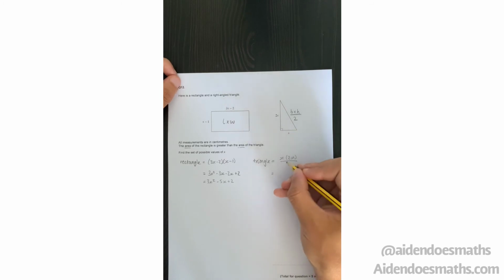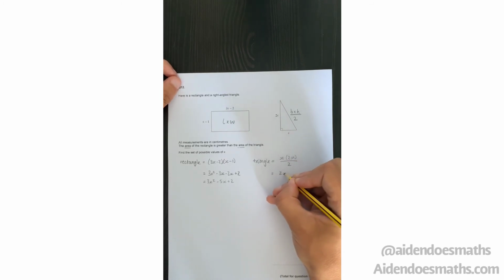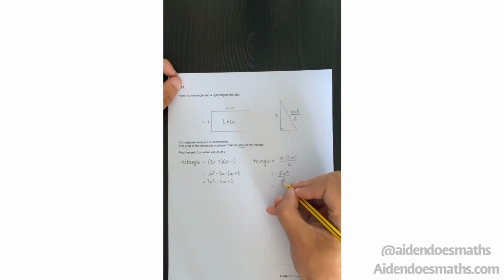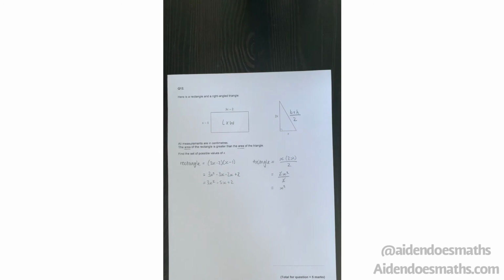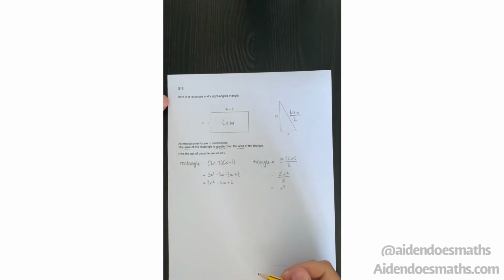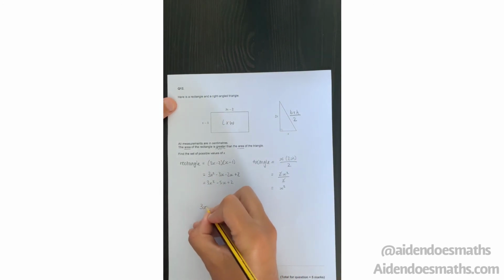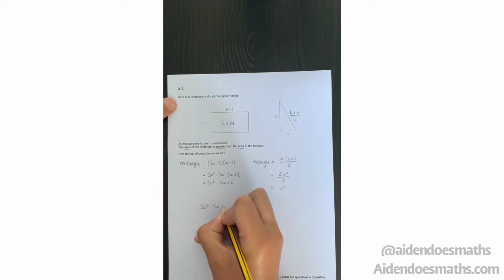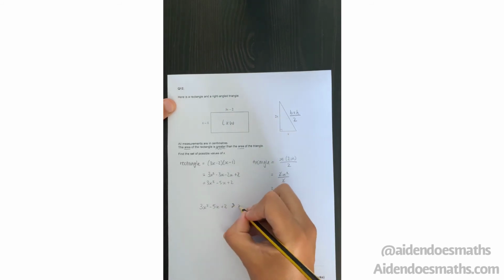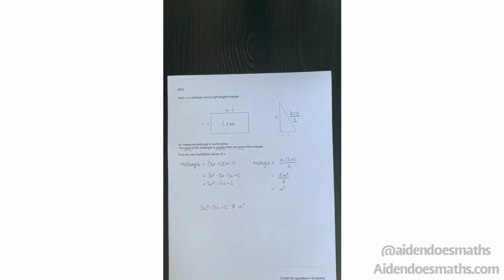Okay, our triangle. x times 2x gives us 2x squared. Okay, 2x squared divided by 2, we can cancel those. Just gives us x squared. Okay, so what we're trying to say, because the area of the rectangle is greater than the area of the triangle, we're going to say 3x squared minus 5x plus 2 is greater than x squared. Now imagine the inequality sign as an equal sign for the moment.